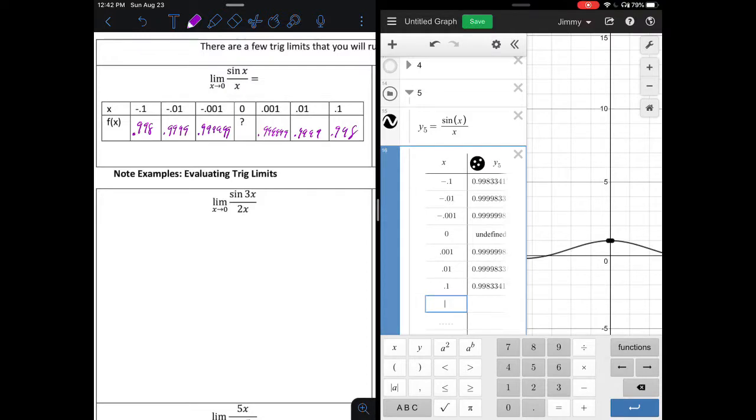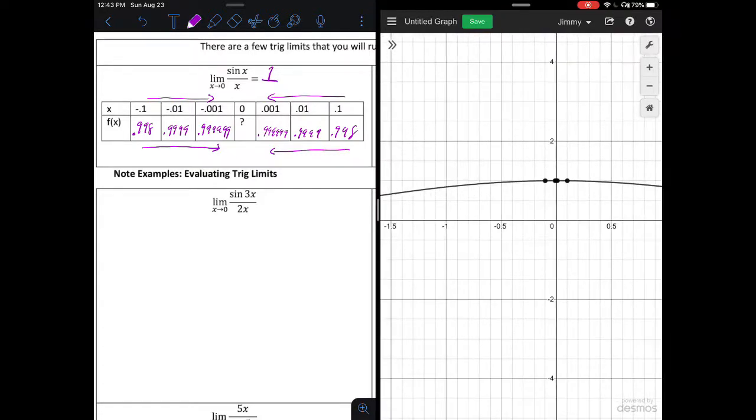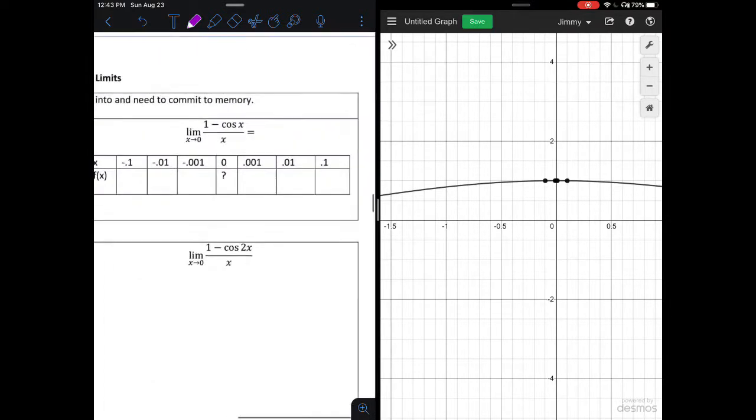And so we see that according to the table, as I approach 0 from the left, my y values are approaching 1. As I approach 0 from the right, my y values approach 1. So this limit as x approaches 0 of sine of x divided by x is equal to 1. And we can see that same thing here graphically. If I zoom in, the graph as I approach 0 from either side is approaching 1.